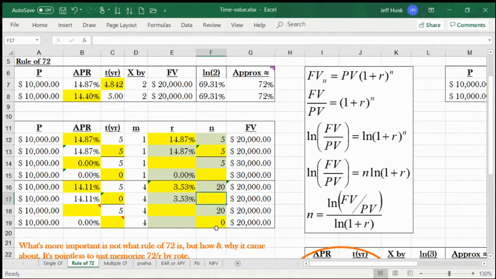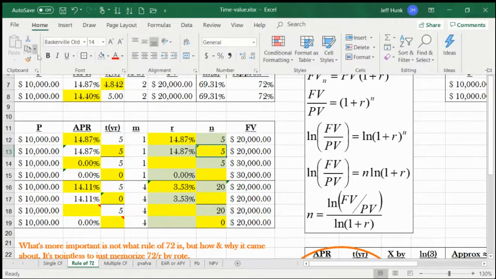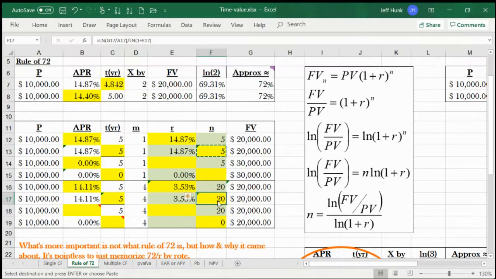Now, finding n, you also don't have to do this again. I'm going to simply copy the formula for n and paste it here, and we get, of course, it's going to take 20 quarters, right? And then if you divide that by 4 quarters per year, then it's going to give you 5 years. So that's how we should do it, actually, rather than using the rule of 72.